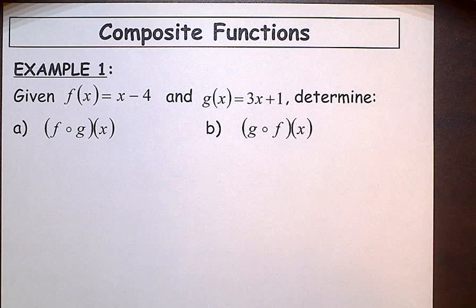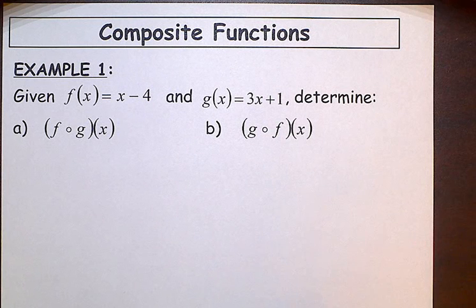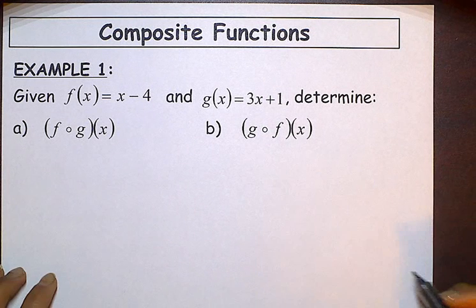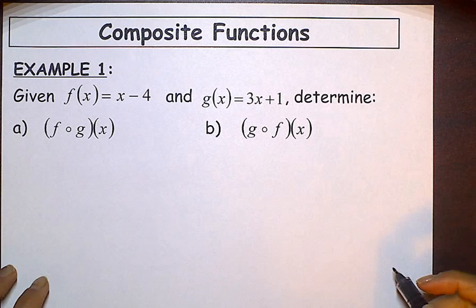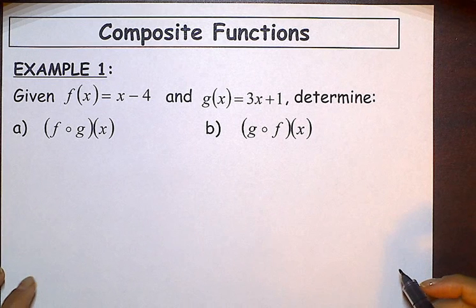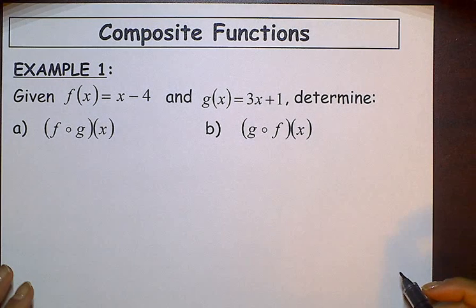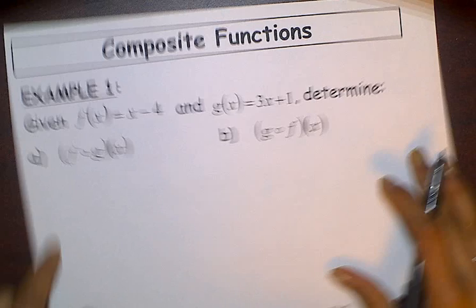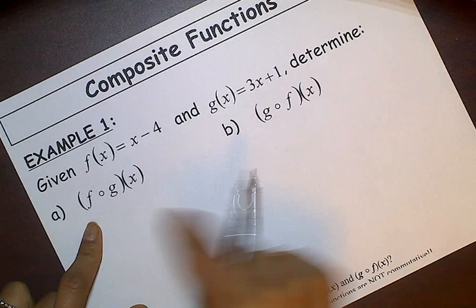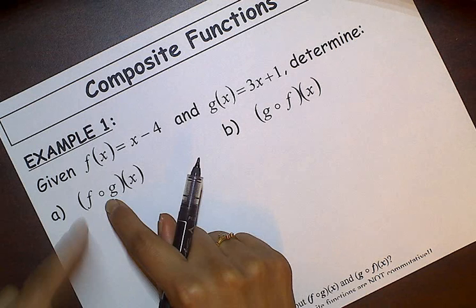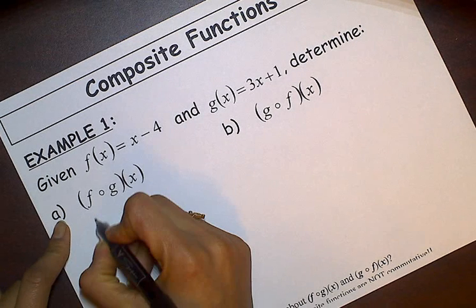Now let's do an example of how composite functions can be applied. So example number 1 is that given f of x is equal to x minus 4 and g of x is equal to 3x plus 1, we have to determine f of g of x and g of f of x. Let's go ahead and just rewrite that so that I take the circle and replace it with the bracket first. So I have f of g of x.